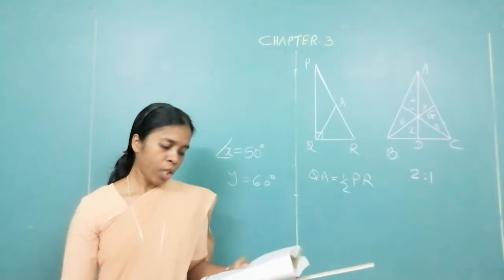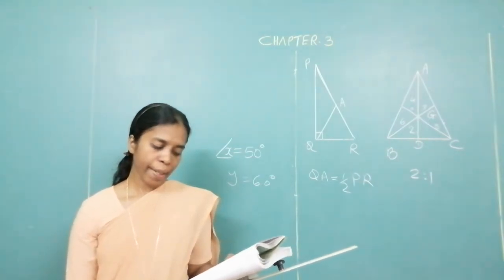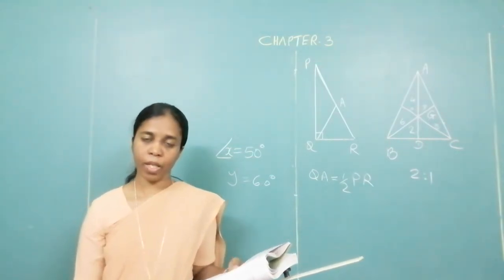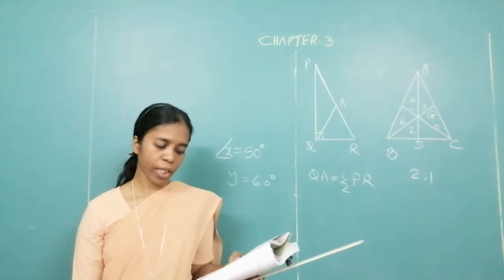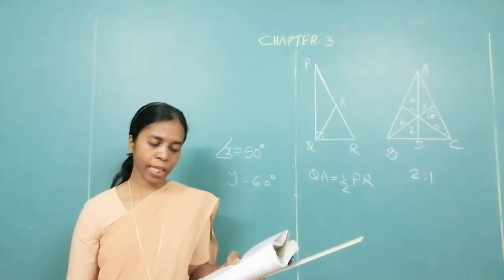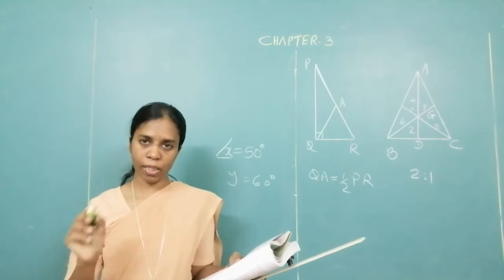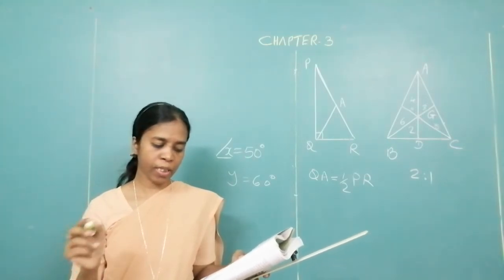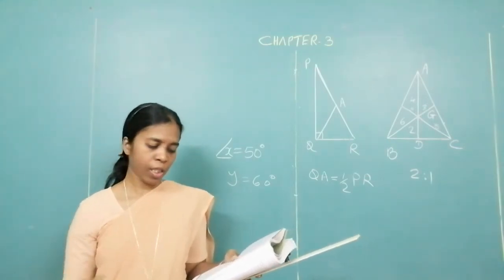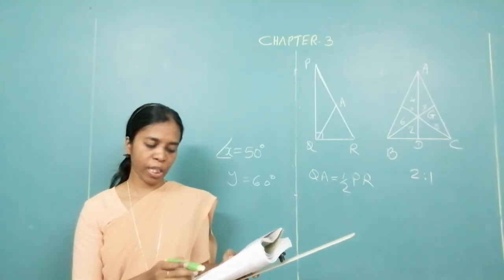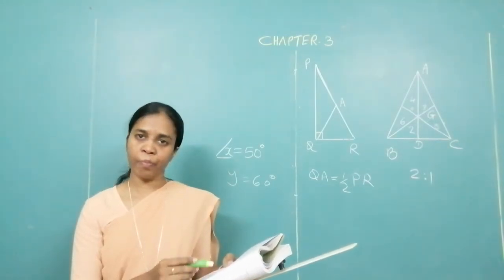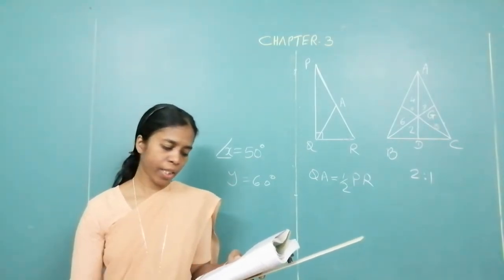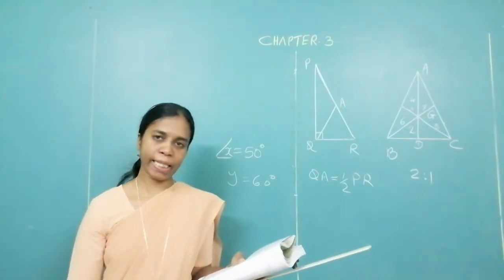Now look at angle ABD. What is angle ABD? Angle ABD is angle ABC plus angle CBD. Now ABC you have got as 50 degrees and CBD you have got as 60 degrees. So how much will it be? Add and get it. Similarly, you will get ACD.